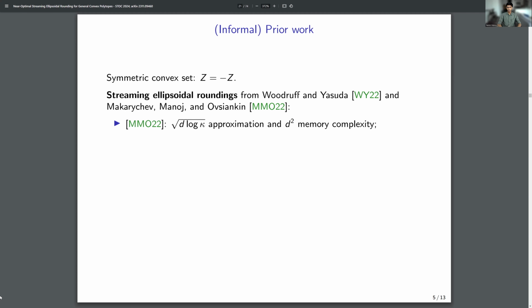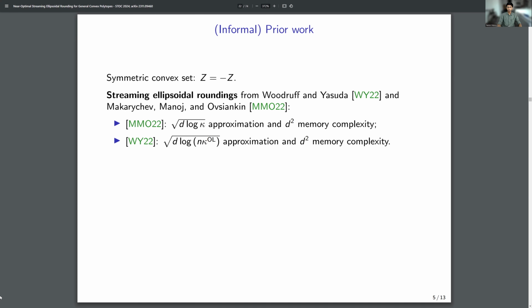So our work gives a square root d log kappa approximation, where kappa is an aspect ratio term that I'll describe in a moment, and has d squared memory complexity. Importantly, this memory complexity does not depend on the number of points n that we see so far, or that we see in the entire stream.